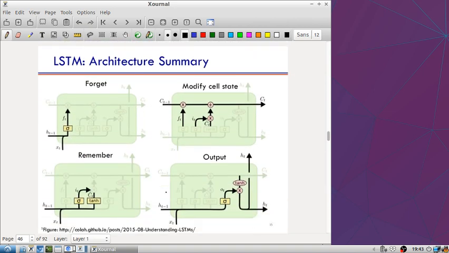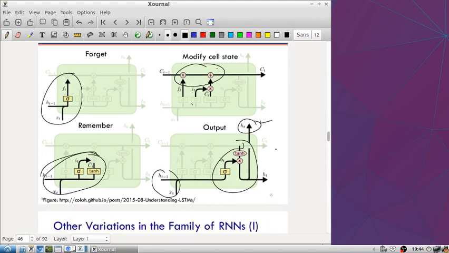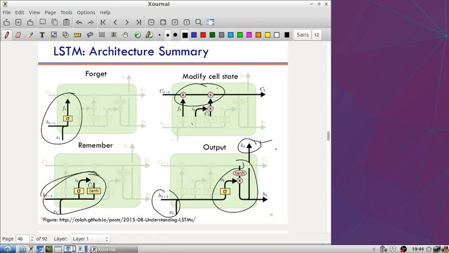Okay, so just a summary. There are 4 parts: forgetting, adding new information, adding them both to the cell state, and then using the cell state to define HT. That's this part, the cell state as well as these inputs, to figure out HT. So forget and remember, modify the cell state with forgetting and remembering aspects, and then give an output. Okay, so that's LSTM. Any questions about this architecture?